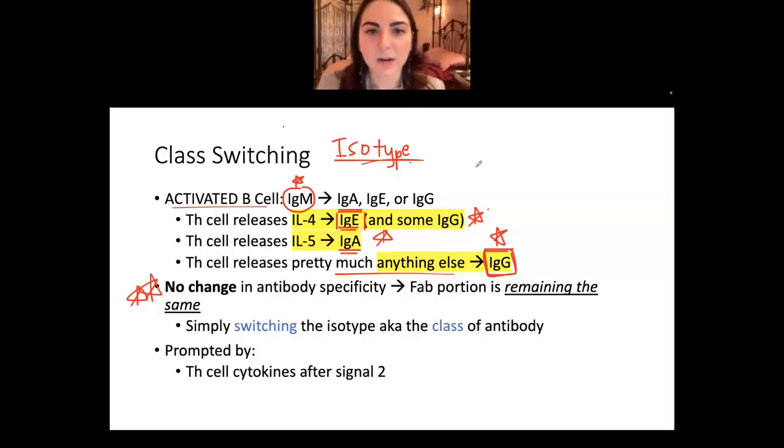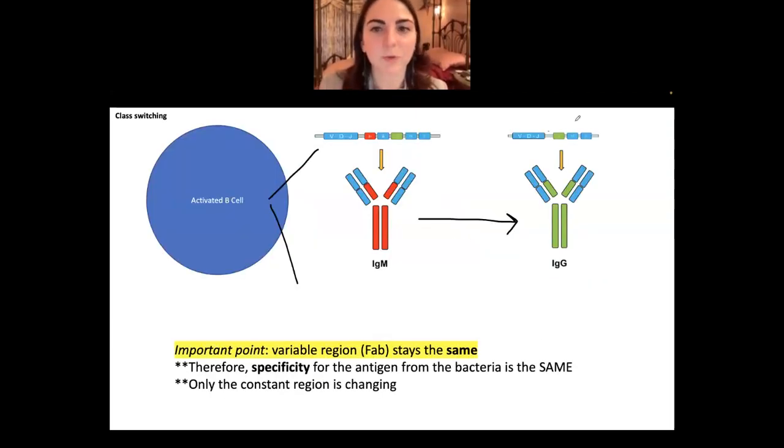Okay, so here's what I just want to visually, again, really emphasize. We're not getting any change to the variable region at all. This is staying exactly the same. The only thing that's changing is we're going, let's say, from mu, so here's mu to gamma. So we're changing from IgM to IgG.